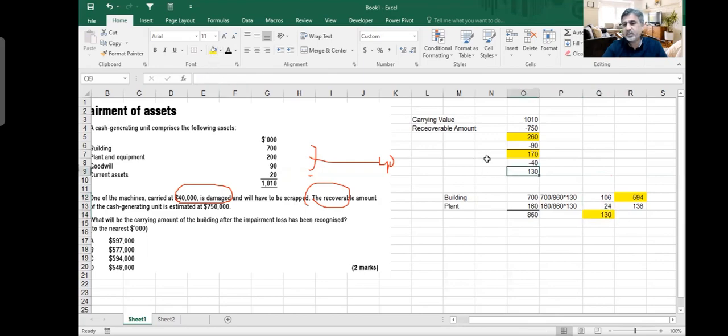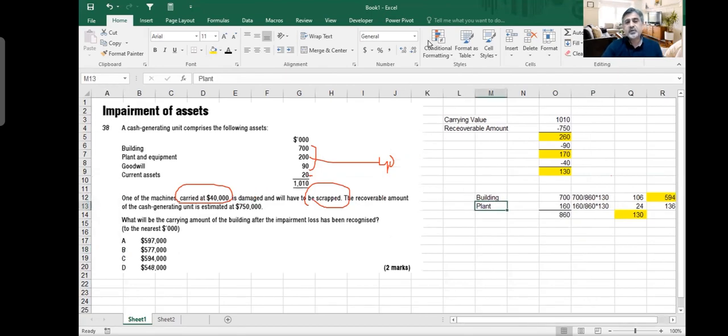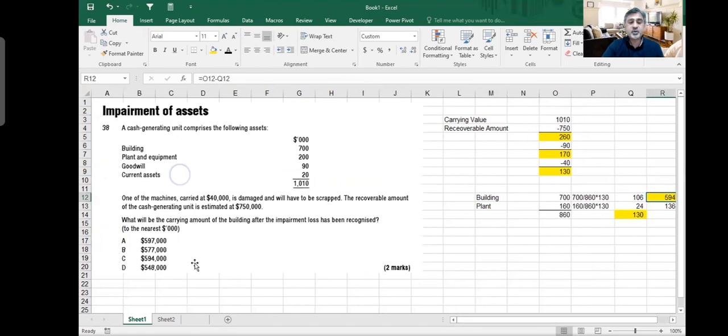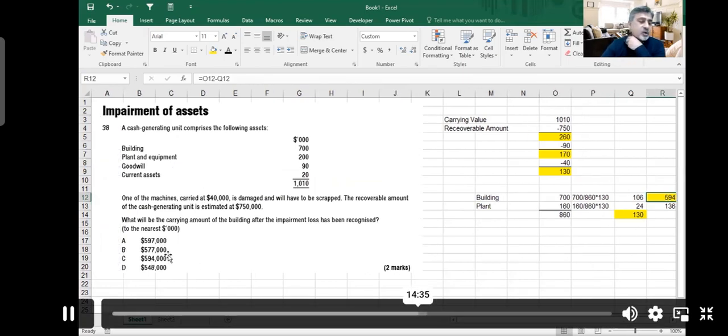So you want to impair 130. This 130 has been allocated on pro rata, on proportionate basis between building and plant. The question asks what will be the carrying amount of the building after the impairment. So the carrying amount of the building is 594. Your answer should be 594,000, which is answer option C.